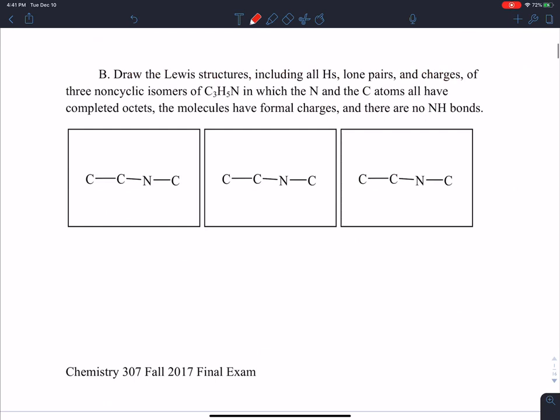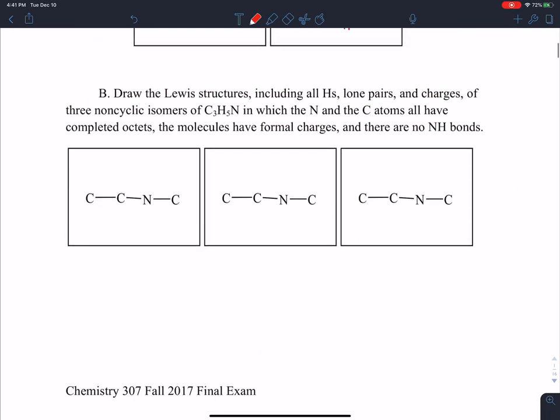Okay, part 2 of the question, we have the same formula now, except now they say that everything has an octet, but the molecules should have formal charges. So not much is changing. We just have to have formal charges in this one. So going about this one, if I have to have a formal charge, you can't have NH bonds, which is the big thing.